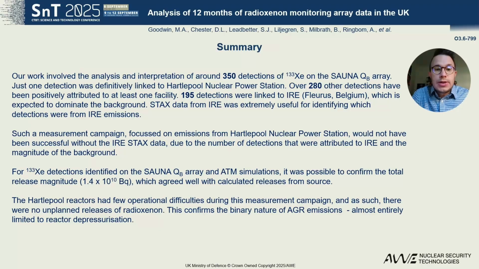For xenon-133 detections identified on the array and ATM simulations, it was possible to confirm the total release magnitude, which then agreed well with calculated releases from the source. In the period that we were sampling, the Hartlepool reactors had very few operational difficulties, and as such, there were no unplanned releases of radioxenon. So this confirms a very binary nature of emissions, and where we may be tempted to use a daily average for all types of nuclear facility, for some facilities, AGR being one of them, this is not a good model.